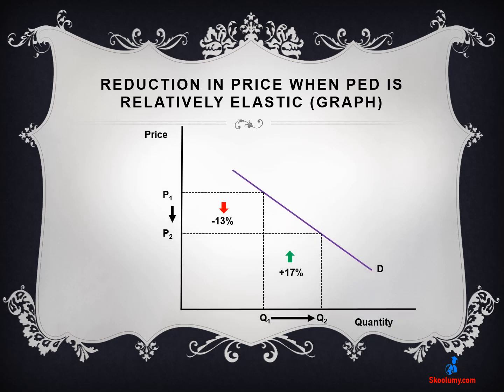A fall in the price of a product with relatively elastic demand is shown graphically. The price fall is smaller than the quantity increase, resulting in a rise in total revenue.